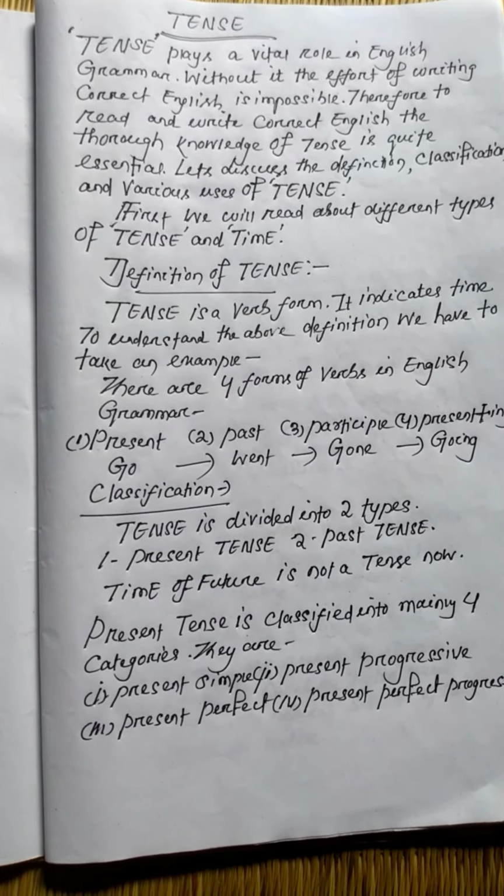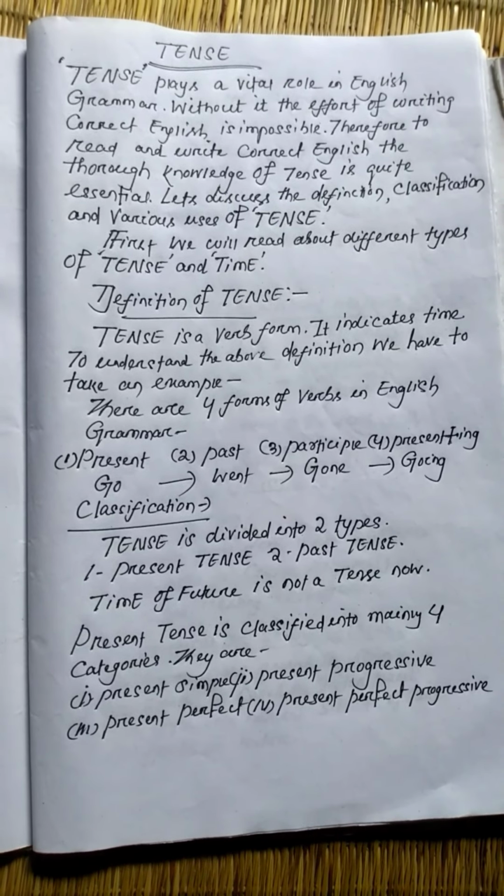Let's discuss the definition, classification, and various uses of tense. First, we will read about different types of tense and time. Definition of tense: tense is a verb form. It indicates time.